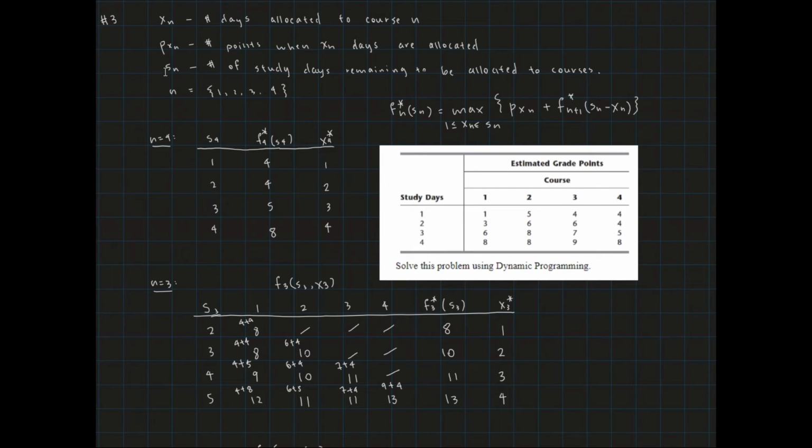And the states are defined as the number of study days or resources remaining to be allocated to these courses or groups. And I want to define our decision variable before I touch on this variable here, which is a little bit different in this problem compared to other dynamic programming problems.